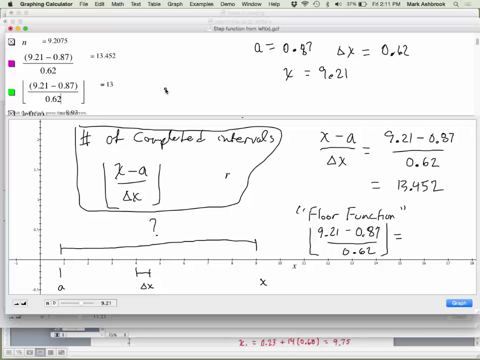We have all the pieces of the accumulation function. So let's put it all together. Ready? Here we go. Any questions on figuring out how we got the number of completed intervals?